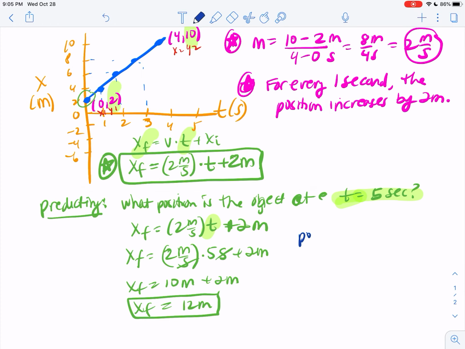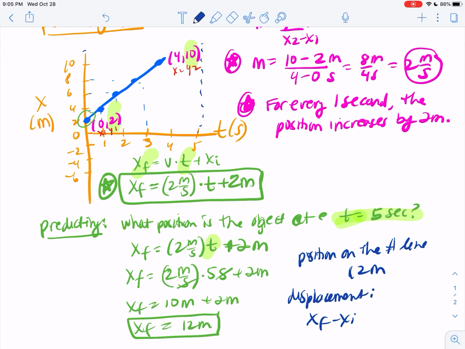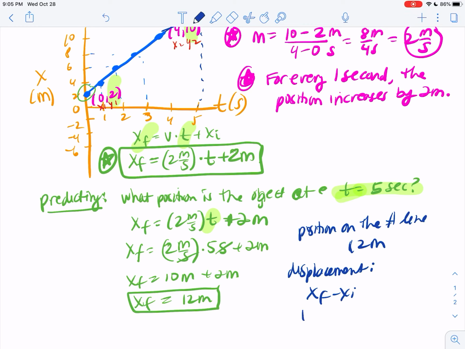So that's the position. Remember, position is on the number line. So the position is 12 meters. But if it asked me for the displacement, that's how far. I could do the final minus the initial, because you can see this graph actually goes to 5 seconds. That would be the next point. If I look at the graph, the final in 5 seconds is 12 meters minus the initial 2 meters. The displacement would be positive 10.